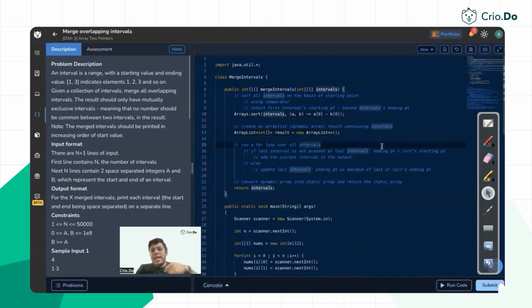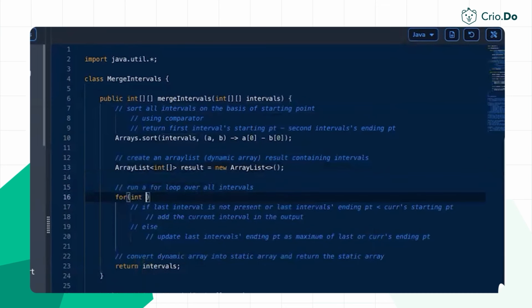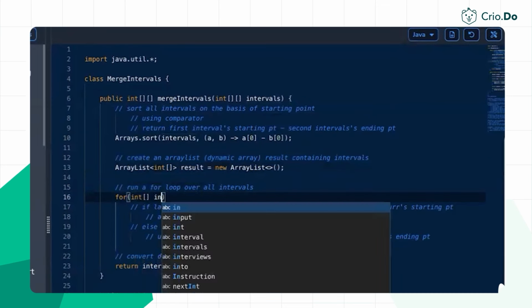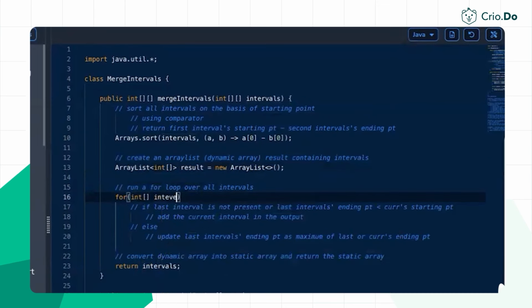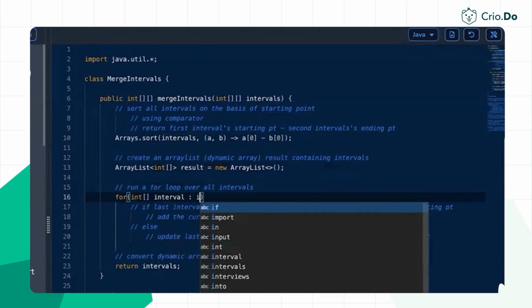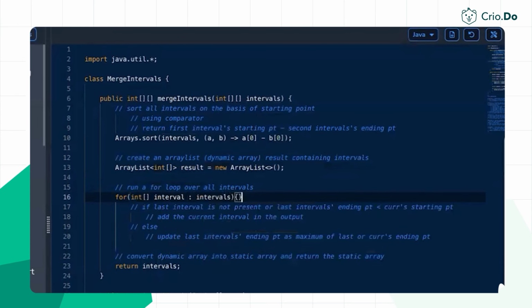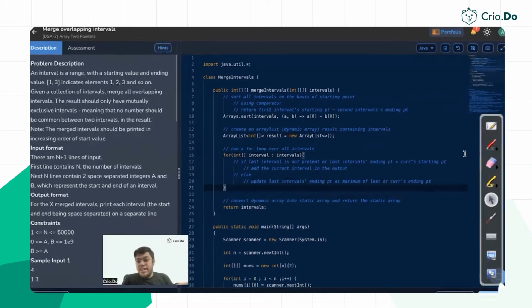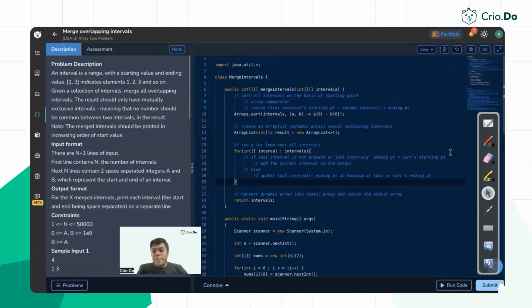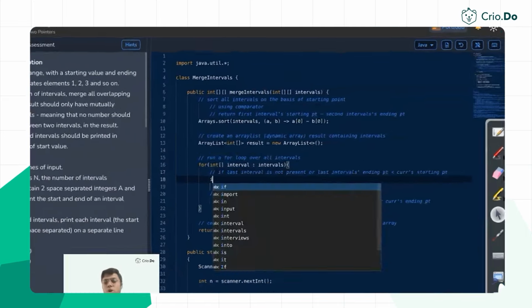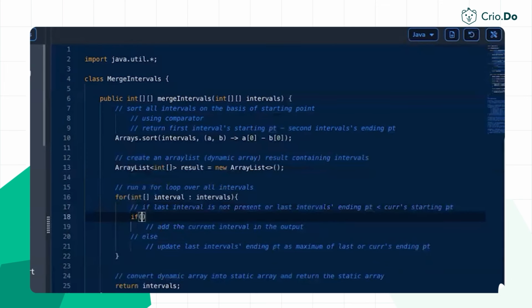We will keep on getting one interval at a time. So we will run a loop over all the intervals. We can run a for each loop for that. We will get one interval at a time, and we will ask whether to merge this interval or whether to add it, that is, consider it as non-overlapping or overlapping. When should it be considered non-overlapping? If the output does not contain anything.